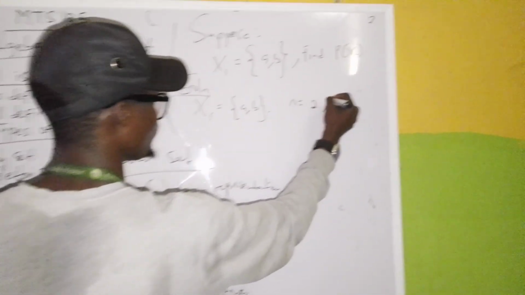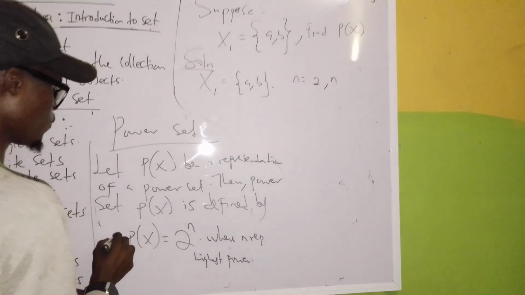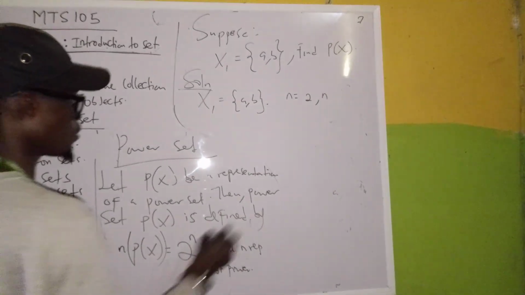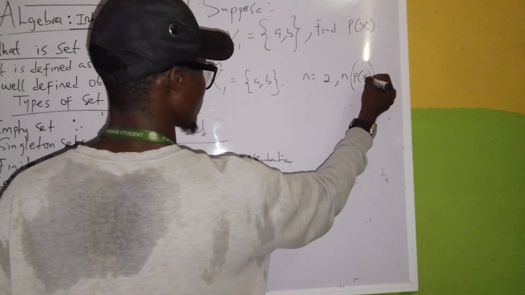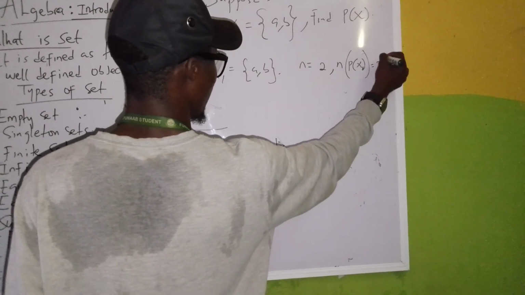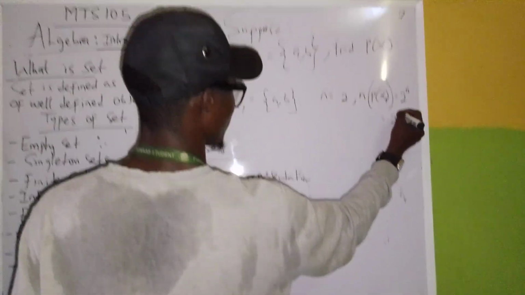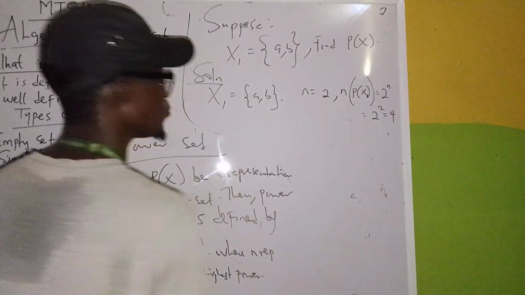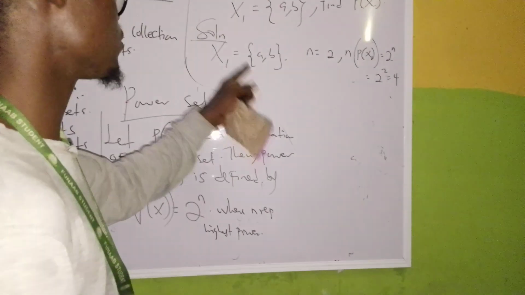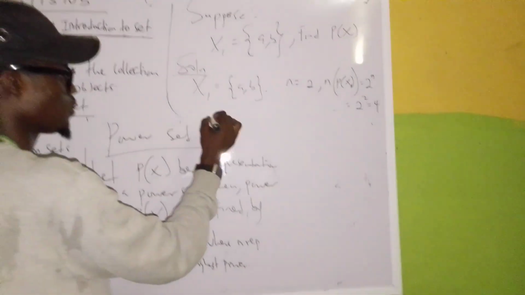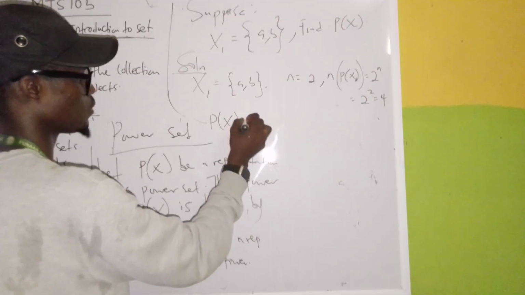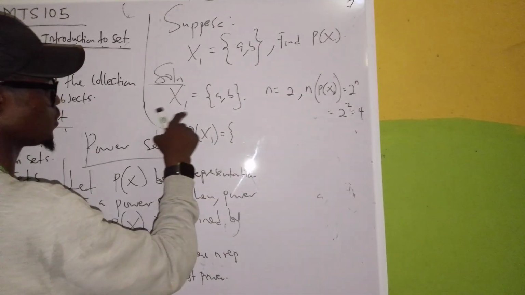We are having 2. So the cardinality of this power set is equal to 2 raised to power n, which is equal to 2 raised to power 2, equals 4. So it implies that all the elements we must get for the power set at the end of the day must be 4. Okay, let's get the power set of this given set.